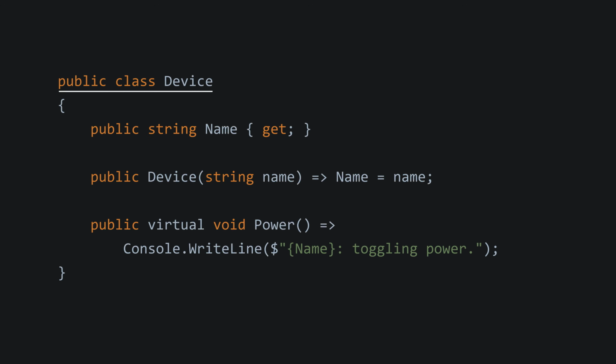Device is the base class. Power is marked virtual, which you have seen before. It means a derived class is allowed to supply its own version. The base version here just writes out that the device is toggling power, a safe default for a device nobody has written a real implementation for yet.